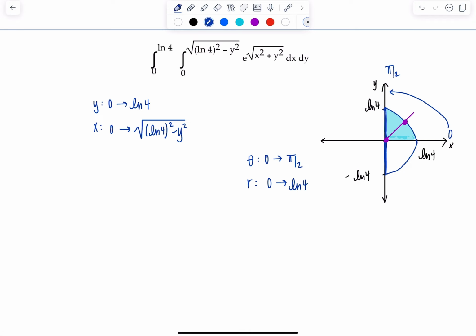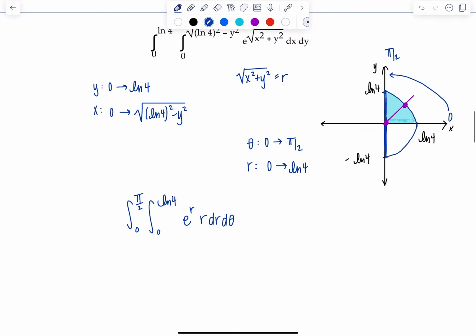Okay, do you feel ready? Let's switch this guy up. So let's do theta last. That's typically how it works. 0 to pi over 2, then r, 0 to ln of 4. Then let's look at the integrand. E to the square root of x squared plus y squared is the square root of r squared, which I'm just going to replace with r. So e to the r. And then remember, dx dy, we replace with r dr d theta. Don't forget that extra r.